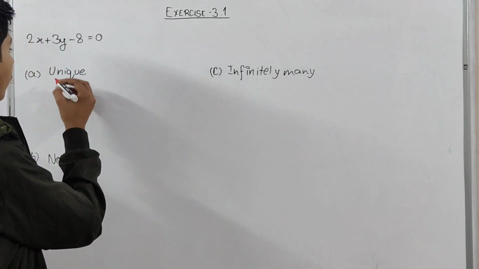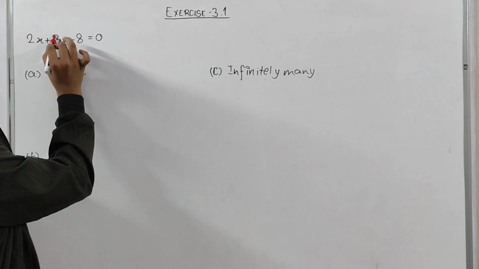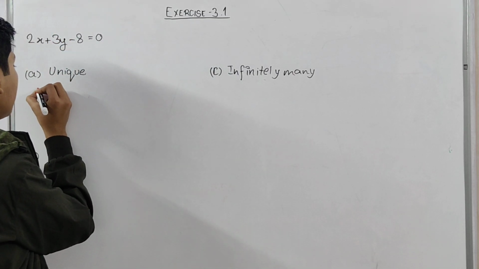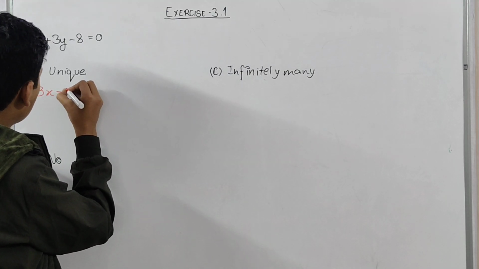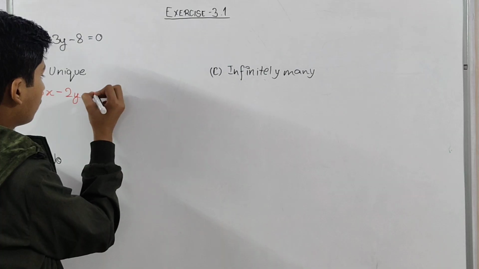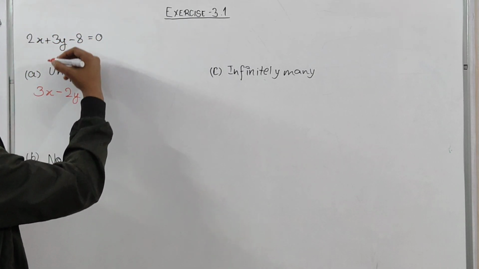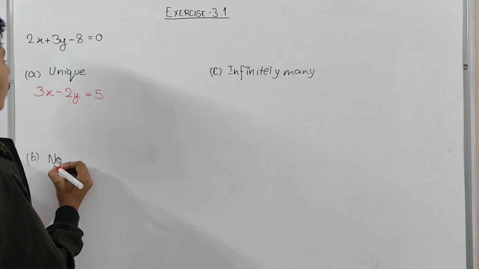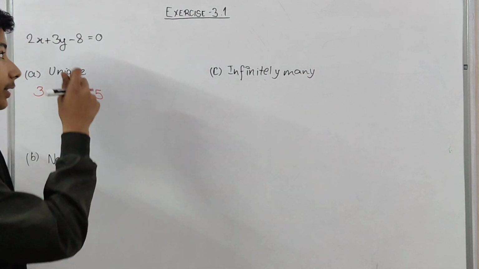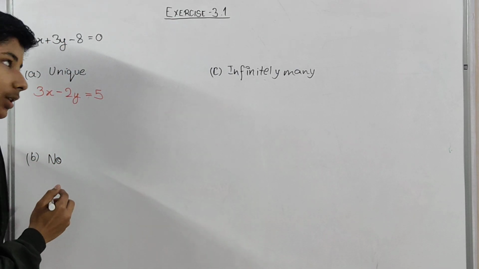Firstly, for a unique solution, we'll make an equation in which a1 by a2 is not equal to b1 by b2. So we'll take 3x minus 2y equals 5. Now if you check this, 2 by 3 is not equal to minus 3 by 2. Yes. Now for no solution, we have to make it such that a1 by a2 equals b1 by b2 but not equal to c1 by c2.